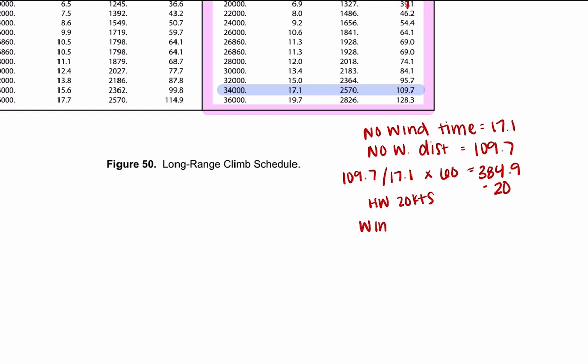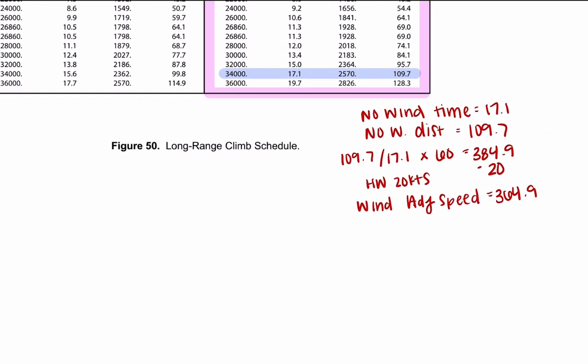Our wind adjusted speed is going to be 364.9. And we're looking for that distance. So remember that we want to figure out how fast we're going. To get that wind adjusted distance, we're going to take 364.9 and divide that by 60. So 364.9 divided by 60, that's going to give us about 6.08. So this is how fast we're moving per minute.